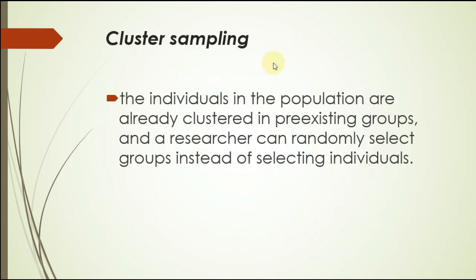Now let's move to cluster sampling. The individuals in the population are already clustered in pre-existing groups, and the researcher can randomly select groups instead of selecting individuals. So for this, para siyang stratified. Ang pinagkaiba niya, hindi ka na kukuha ng paisa-isa sa grupo na nakuha mo. Halimbawa, 2 colleges lang ang kukunin mo or 2 course lang ang kukunin mo. Tapos, yun na yung sample mo. Kung may 5 colleges sa isang school or 5 departments sa isang school, kukuha ka lang ng 2 tapos yun na yung sample mo.